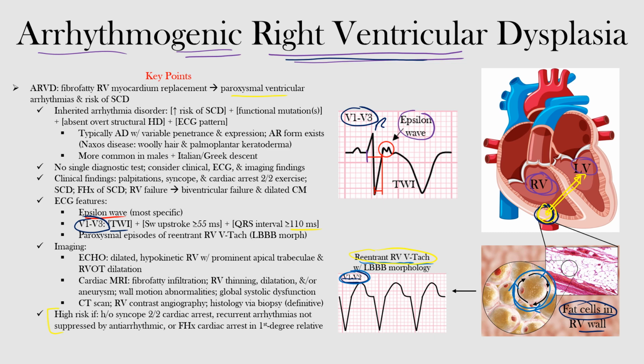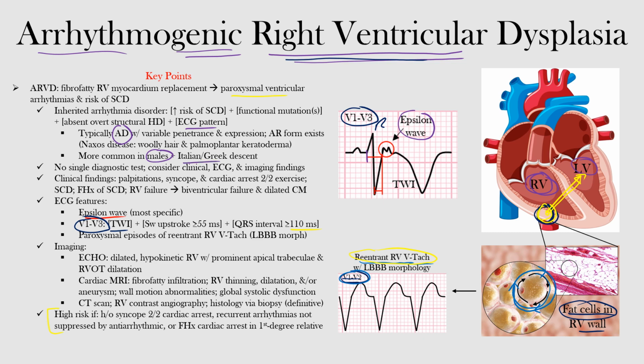Now, remember, we mentioned what these inherited arrhythmia disorders have in common, and the main feature that really sets them apart is their EKG pattern, that we'll go over shortly. Now, remember, this is typically an autosomal dominant disorder with variable penetrance and expression. There's also the autosomal recessive form that exists, Naxos disease, where you have woolly hair and palmoplantar keratoderma. So those are the hair and skin changes. Remember, arrhythmogenic right ventricular dysplasia is more common in males as well as those of Italian or Greek descent.